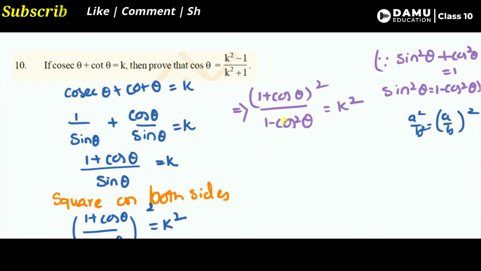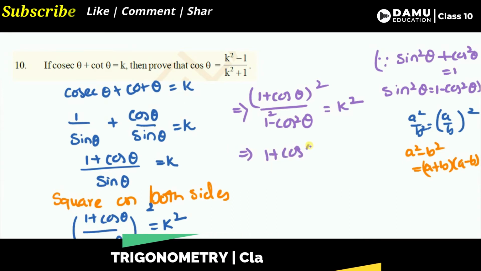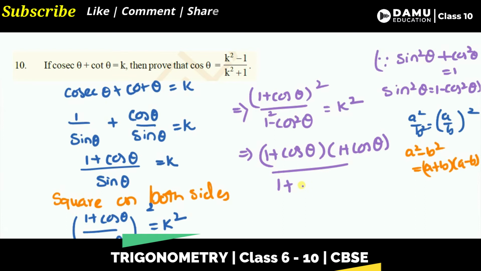So let's move on and extend this. You can write this one as a square minus b square. Write that here: a square minus b square will be equal to a plus b into a minus b. So that is the formula. So let's write it here: 1 plus cos theta into 1 plus cos theta, whole divided by 1 plus cos theta into 1 minus cos theta, that will be equal to k square.